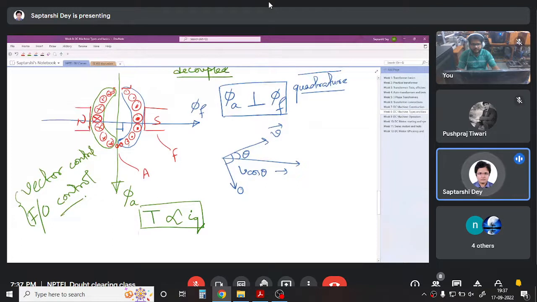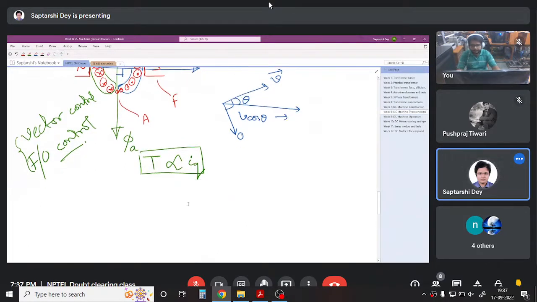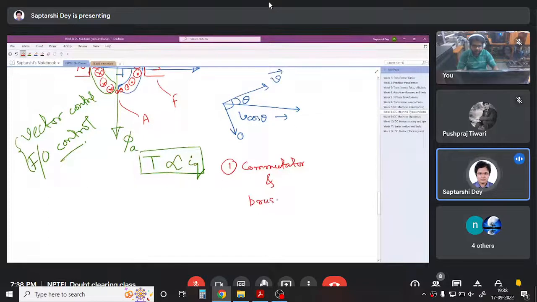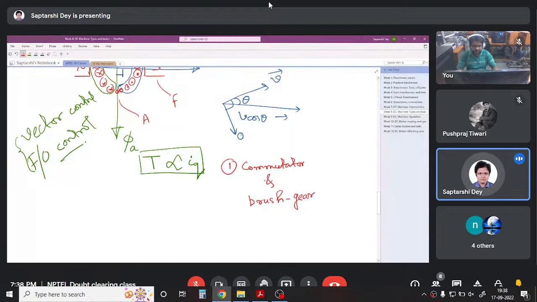But the question is, if DC machine is so good, why is it being replaced so fast? What is the problem with DC machine? The problem with DC machine is its commutator and brush gear system. I have discussed in detail what a commutator and brush gear system is. A commutator and brush is nothing but a sliding contact.